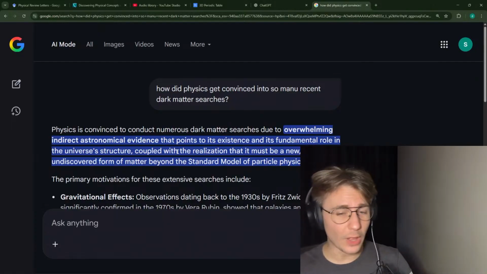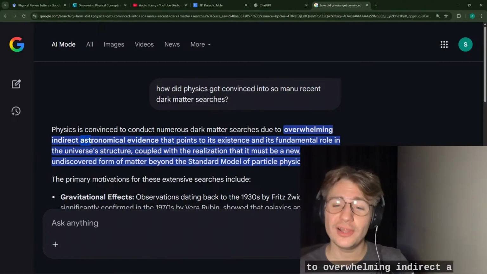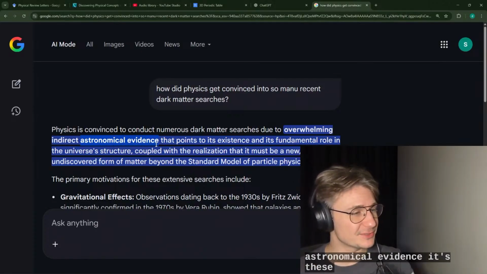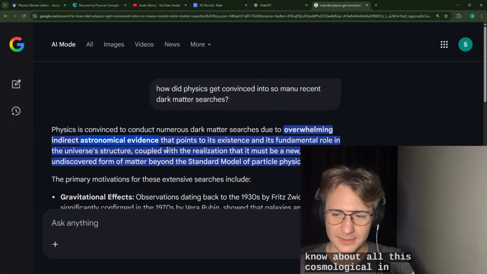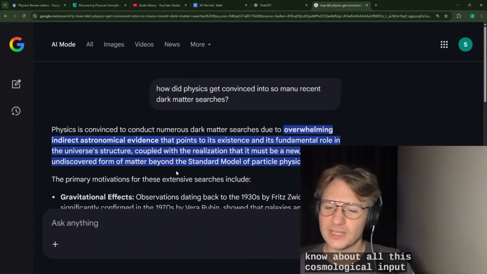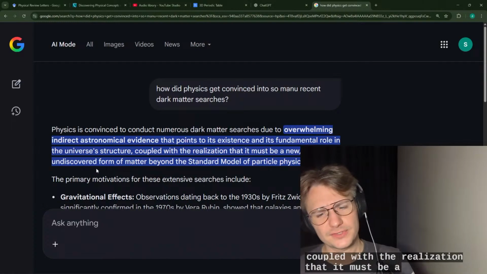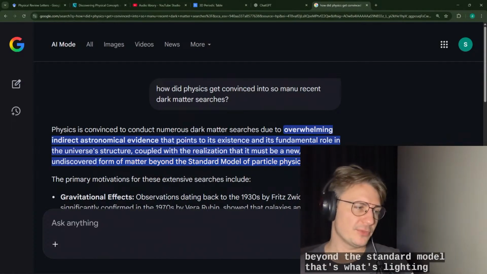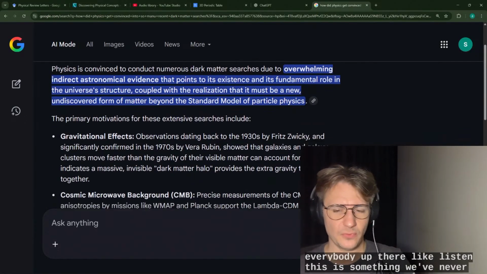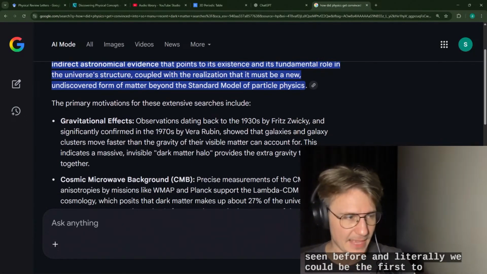Due to overwhelming, indirect, astronomical evidence. It's these astronomers, man, pushing the physicists around. I don't know about all this cosmological input. Coupled with the realization that it must be a new, undiscovered form of matter beyond the standard model. That's what's lighting everybody up. They're like, listen, this is something we've never seen before, and literally we could be the first to see it. Imagine if we could just see it.